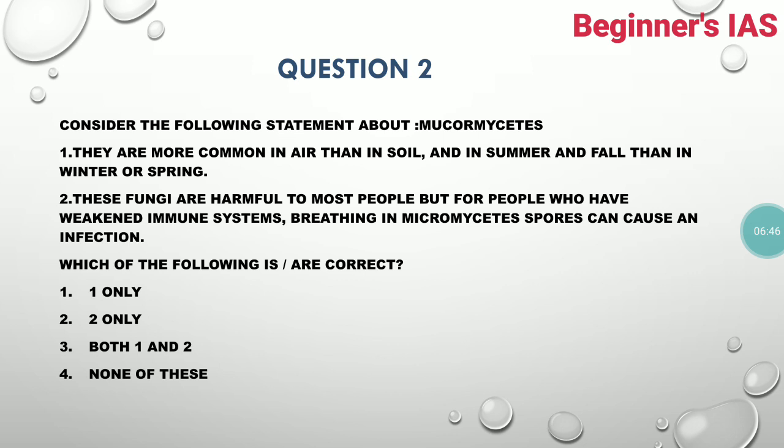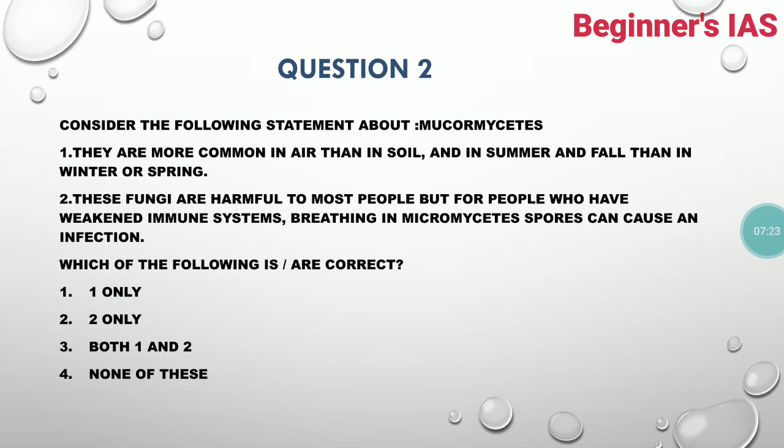Next is question number 2. Consider the following statements about Mucorales. One: They are more common in air than in soil, and in summer and fall than in winter or spring. Two: These fungi are harmful to most people, but for people who have a weakened immune system, breathing in Mucorales spores can cause an infection. Which of the following is or are correct? Option 1: 1 only, 2: 2 only, 3: both 1 and 2, and option number 4: none of these.